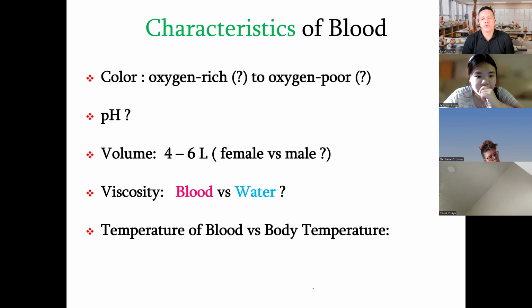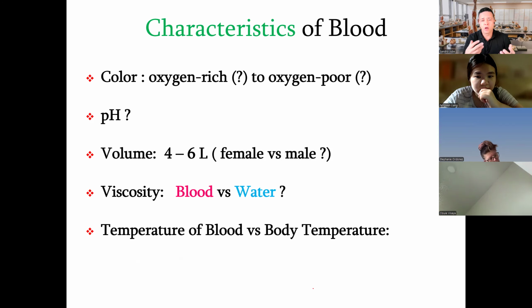Now, what are some of the characteristics of blood? Well, I'm sure the first thing that comes to your mind when we think of blood is the color red, right? Blood is red. The reason why blood is red is because of the erythrocytes, the red blood cells. We're going to talk more about them in a minute.